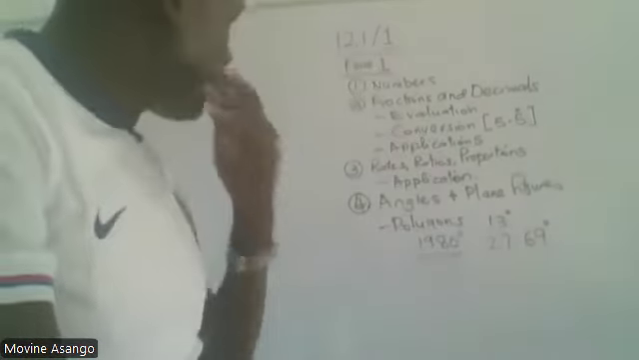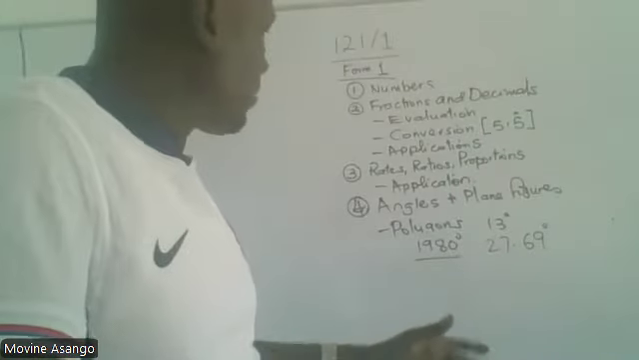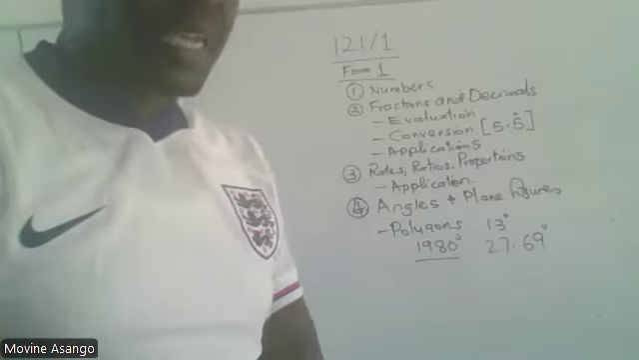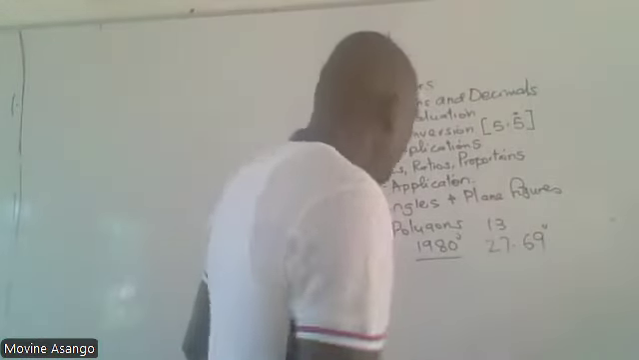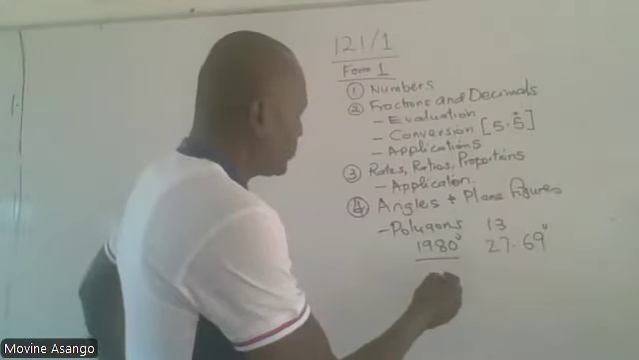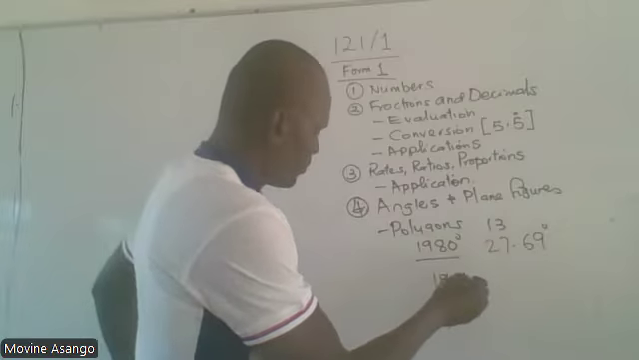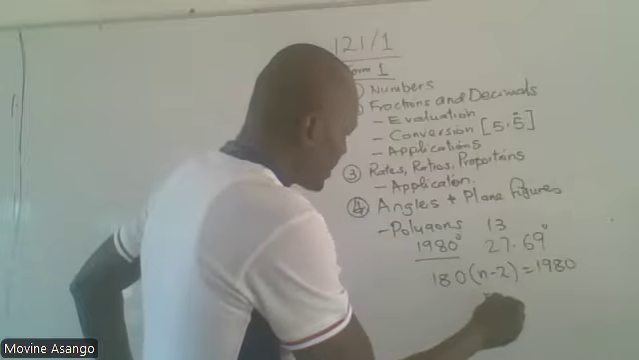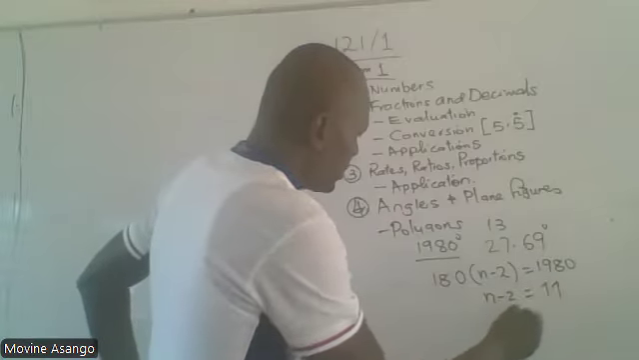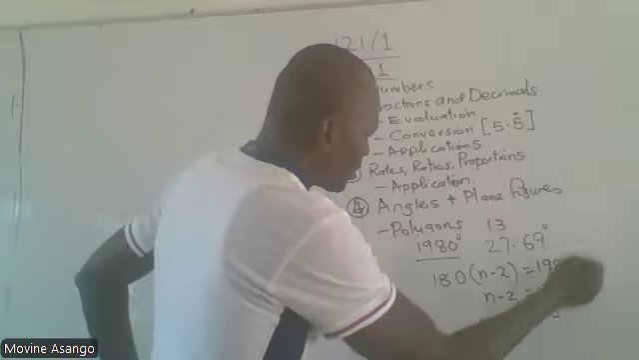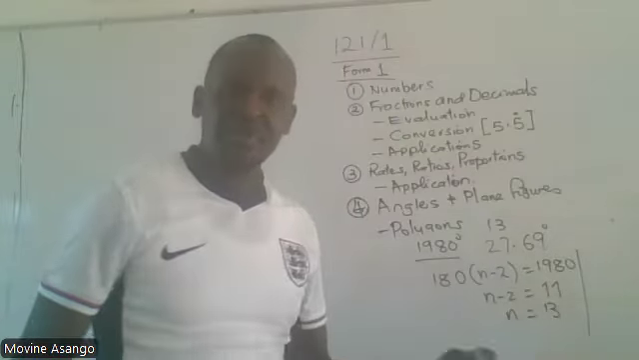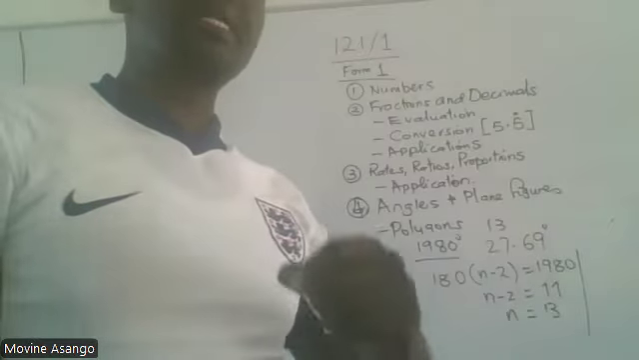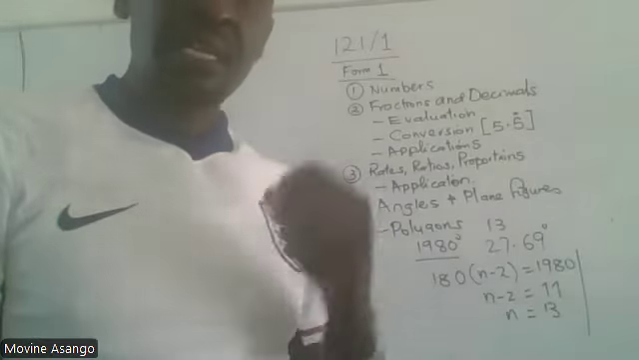Let us look at it. The first response was 13, and that 13 was actually the number of sides. So the first candidate got the number of sides correctly by applying the formula, 180 into n minus 2, giving us 1980, which means that n minus 2 is 11, so that n is equal to 13. But we don't stop there. That gives us the number of sides. The question asks for the size of each exterior angle.